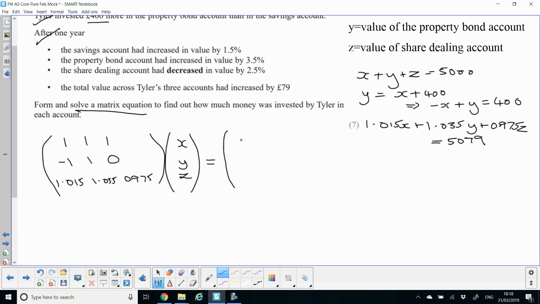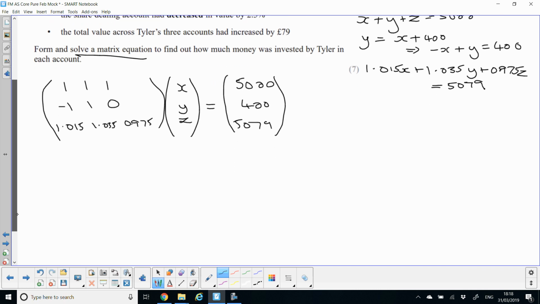And then what must that be equal to? So make sure you get your lines correct. That was 5,000, that was 400, and that was 5,079. So you can see the numbers from each equation are all on the same row, and then x, y, z forms a column. Right, we then need to show we're using the inverse matrix.